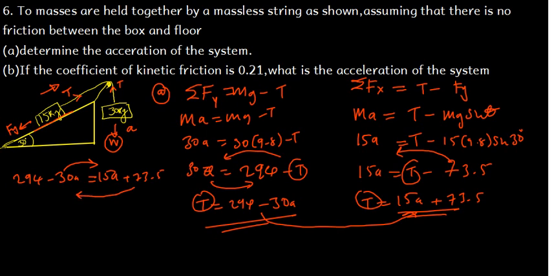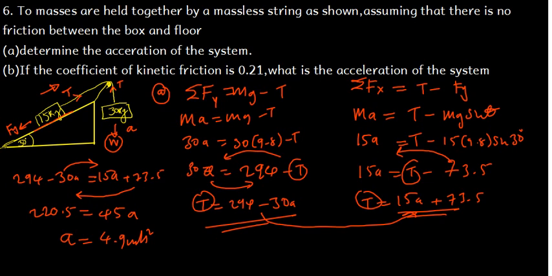So we're going to have 294 minus 73.5. So what will be this side is 220.5, and that will be equal to this 30. If it goes the other side, it becomes positive, and it will add to the 15, so that will be 45a. So therefore a is going to be equal to 220.5 divided by 45, which will be equal to 4.9 meters per second squared. That will be the acceleration. What of the tension?